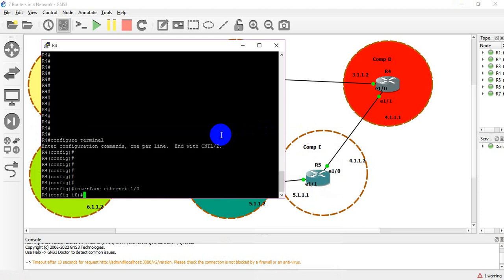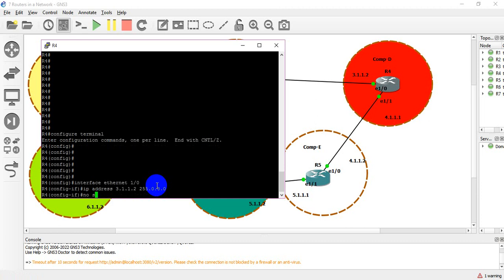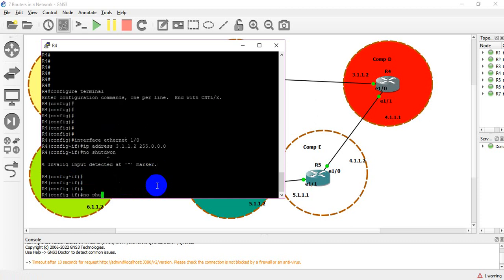So it's interface Ethernet 1/0, then IP address. And what is the IP address? As you can see here, 3.1.1.2 for this port 1/0. This is the subnet mask of class A. How to find the subnet mask of any class for addressing, I showed you in yesterday's session. You should watch that.